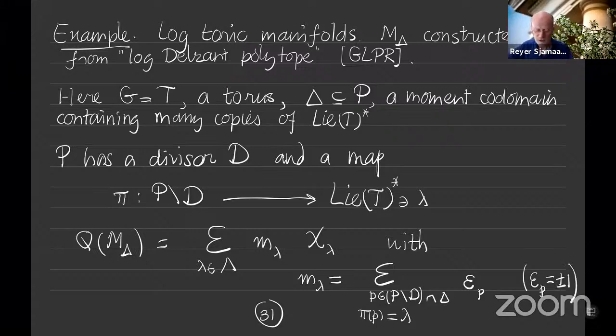The problem is that for a log toric symplectic manifold, the reduced spaces are no longer just a single point, but they're a discrete set of points. And these discrete sets of points come with signs, plus or minus. Where do these signs come from?